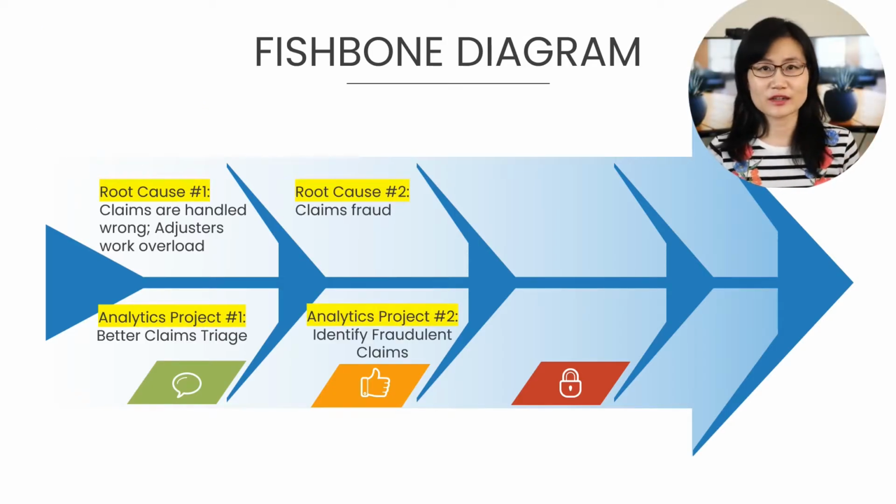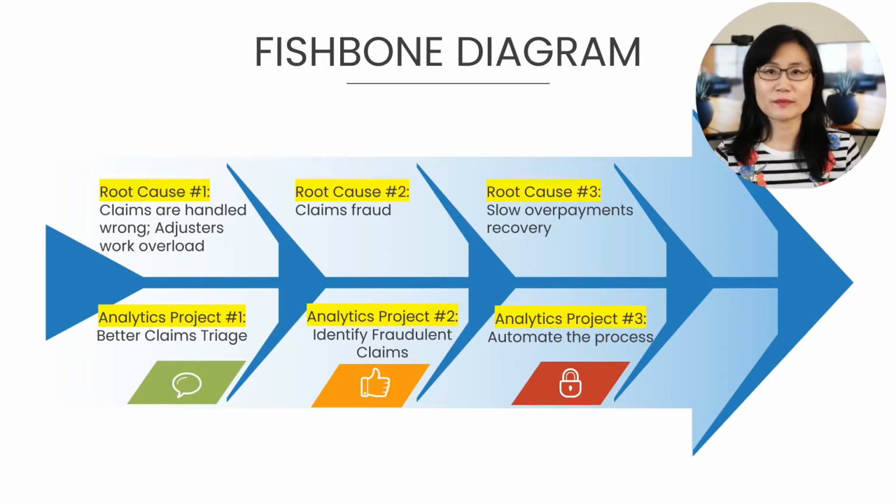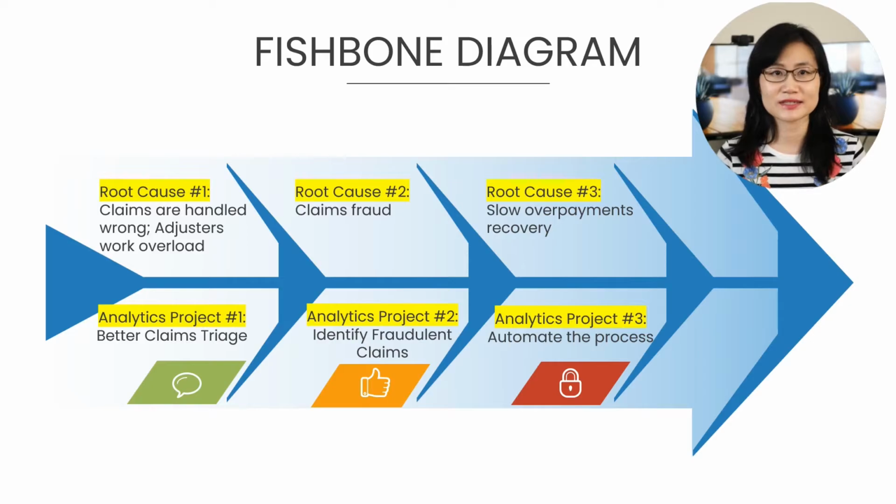And then claims fraud can be translated into an analytics project to identify potential fraudulent claims when they first come in. Insufficient overpayment recovery, again, can be solved by building an automated system to track and monitor the recovery process. Having this list in your back pocket, in the ideal world, we would want to tackle all the contributing factors, right? But in the real business world, we can't boil the ocean, meaning that we have to select and set priority.